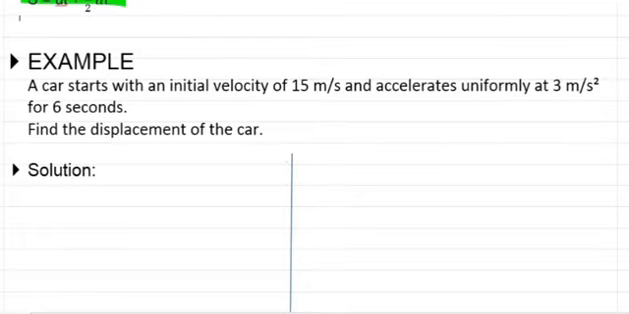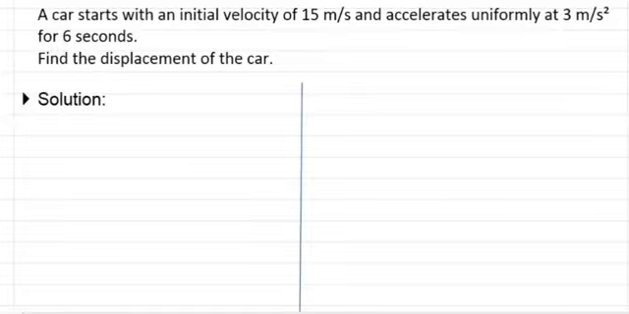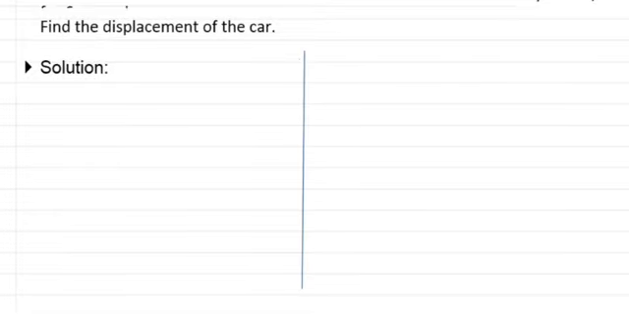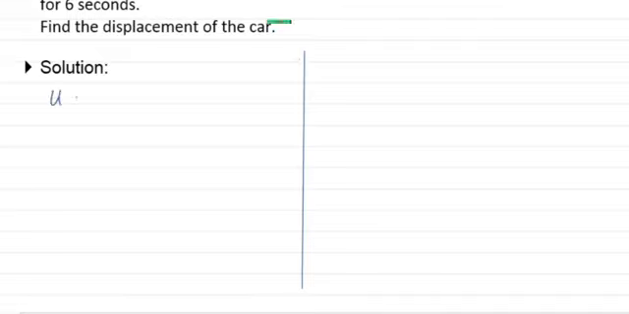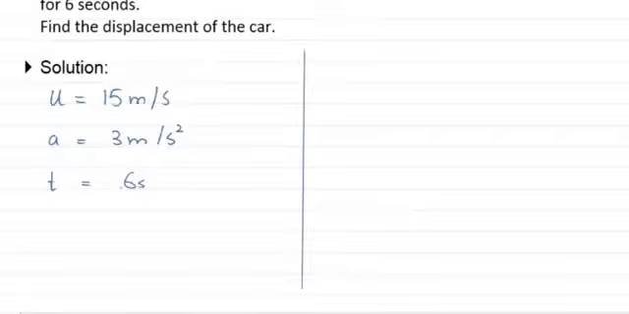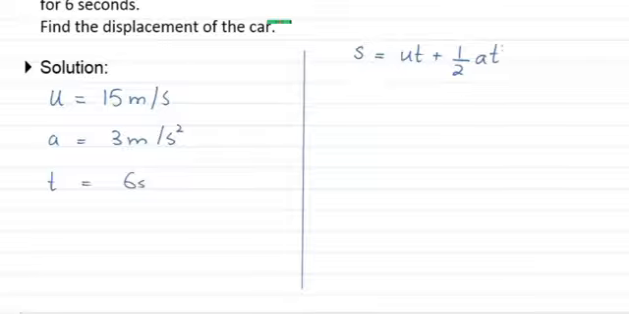The example is: a car starts with an initial velocity of 15 meters per second and accelerates uniformly at 3 meters per second square for 6 seconds. Find the displacement of the car. The first step is that we have to write the given values. So we are given the initial velocity u, which is 15 meters per second. Acceleration is given as 3 meters per second square. And time t is given as 6 seconds. Now we have to write the formula. The formula is s equals ut plus half at square.